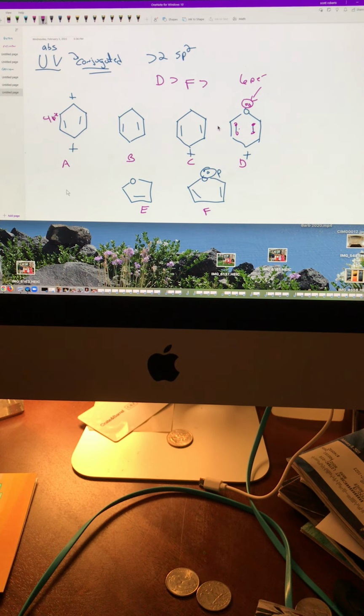Who's next? So D and F. Let's get rid of 2 right away. B has no conjugation. E has no conjugation. Do we agree? So now we're down to A and C. Who's next? E has no conjugation. It's gone. It's useless.